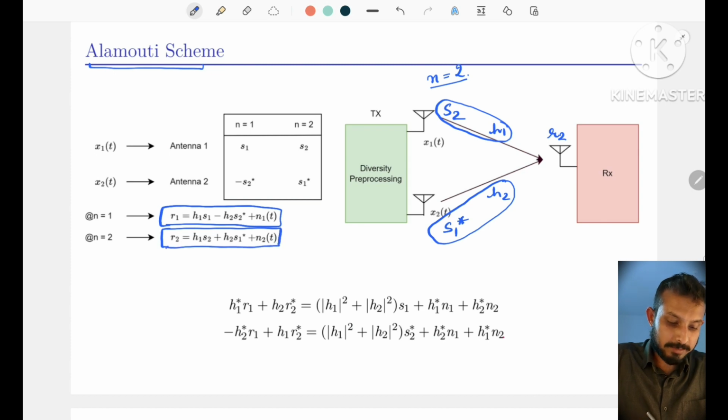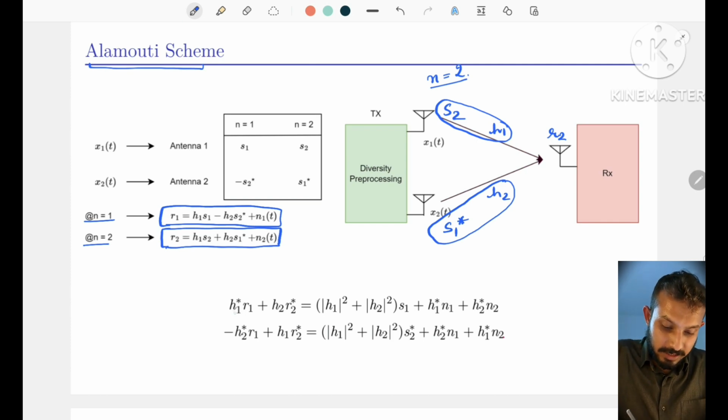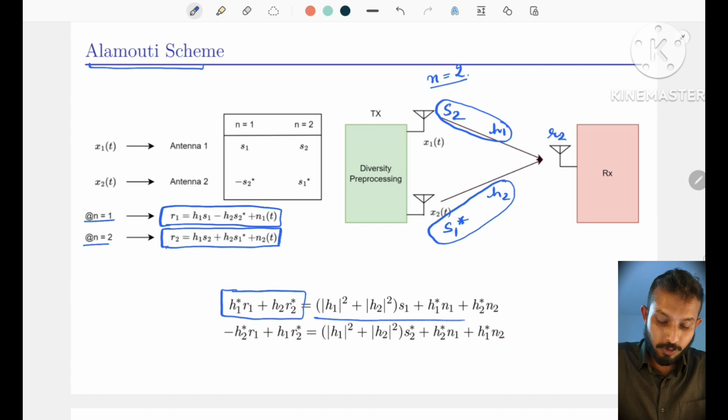So at two different times, we have two different receive equations, and we have two unknowns, S1 and S2. So we have two equations, two unknowns. We can easily solve for S1 and S2. But what is very important about this Alamouti scheme is how it provides us the diversity gain. So now let us look at that form. Alamouti said you write your received signal in this particular form: H1 conjugate R1 plus H2 R2 conjugate. And if you try to solve this, you get this particular form of equation.